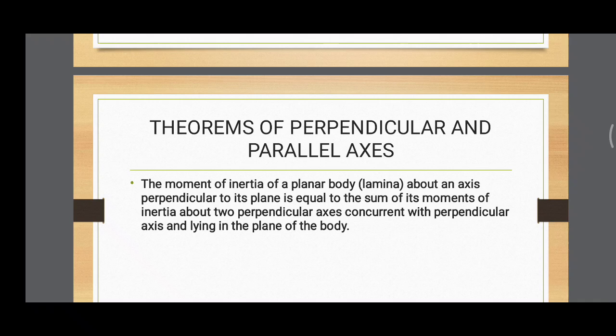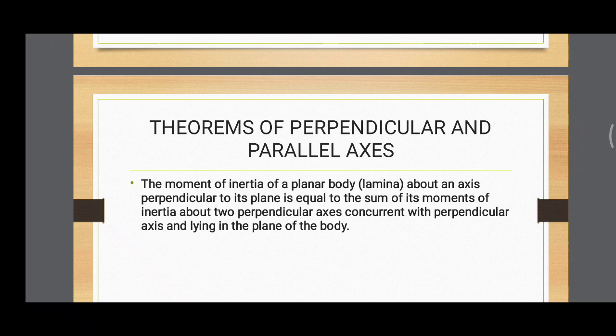The moment of inertia along one of the axes which is perpendicular to the plane of a planar body will be equal to the sum of the moments of inertia along two axes which are lying in the plane of that body and which are perpendicular to each other, and as well these two axes should be perpendicular to the axis that you are considering, that is, the one perpendicular to the plane of the body.